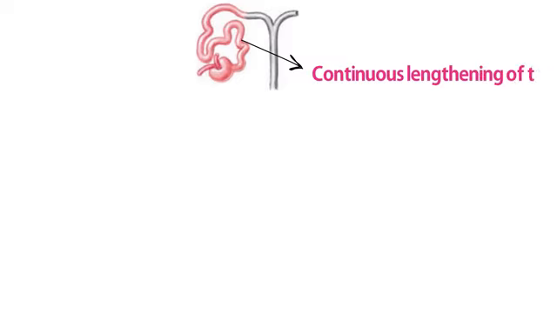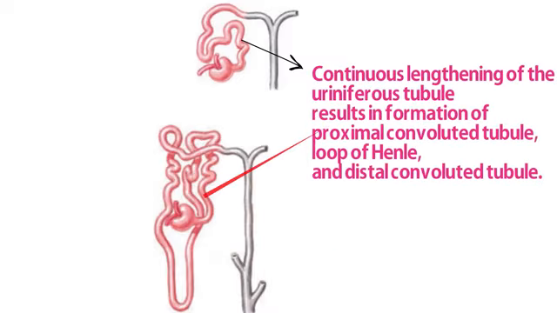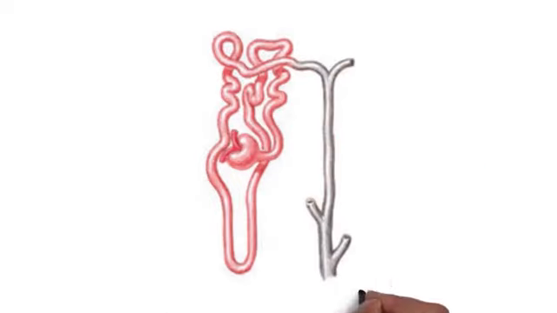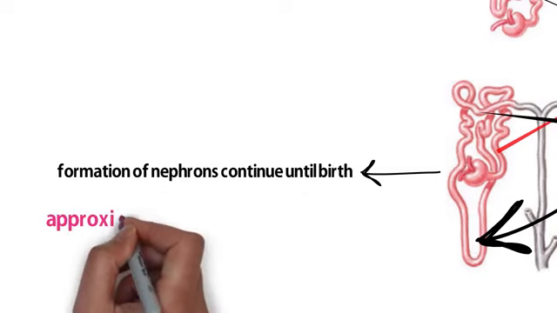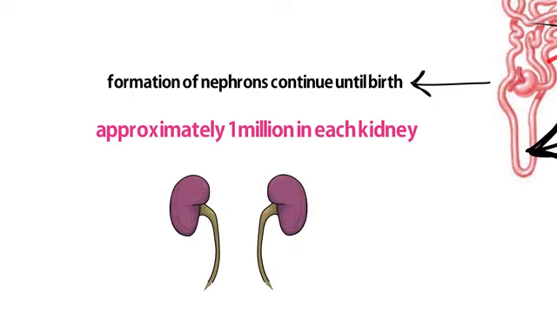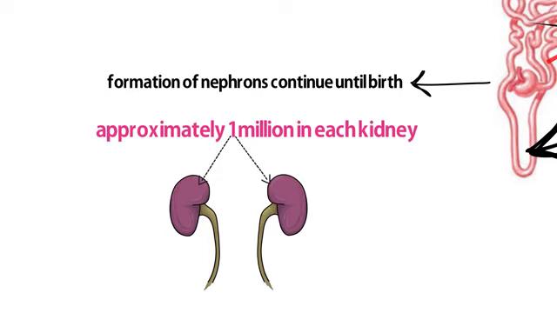The further development in the nephron is the elongation of the tubule. The elongation of the tubule will form proximal convoluted tubule, loop of Henle, distal convoluted tubule. And this is the final figure of nephron. You can see how it finally looks like. Okay. The formation of nephron continues until birth, and approximately 1 million nephrons are formed in each kidney. 1 million nephrons in this kidney and 1 million nephrons in this kidney.